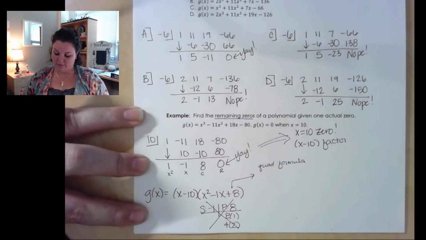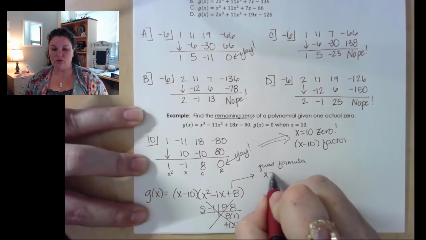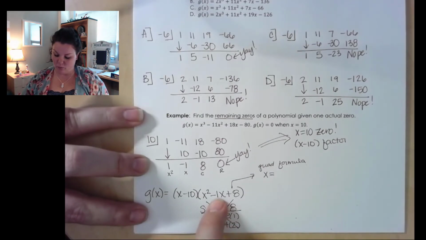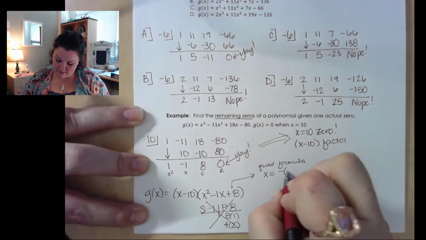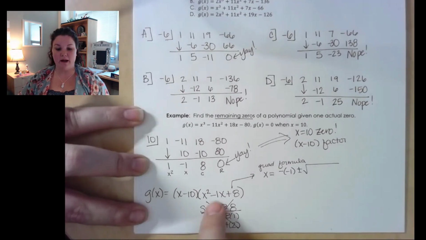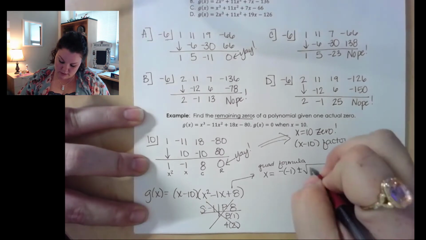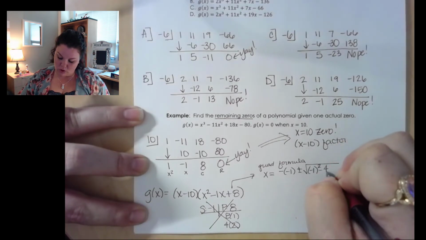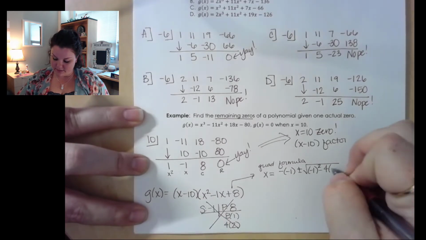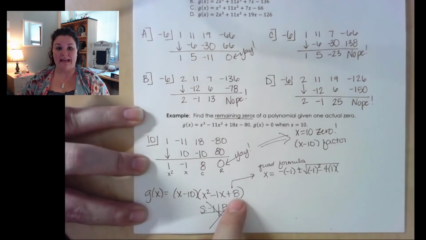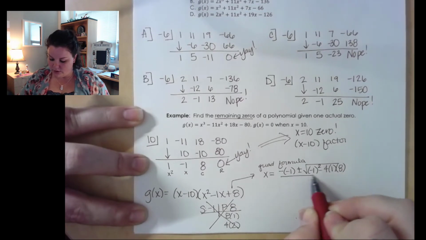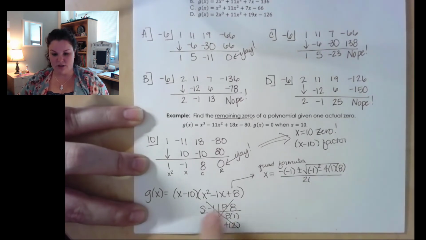To use the quadratic formula, remember that x is equal to -b. Our b here is a -1, so we're doing the opposite of -1, plus or minus the square root of b squared, so -1 squared, minus 4 times my a, which is 1, times my c, which is 8, all over 2 times my a, which is 1.